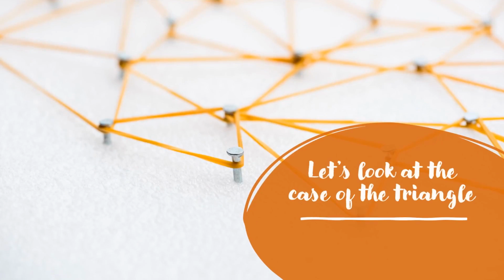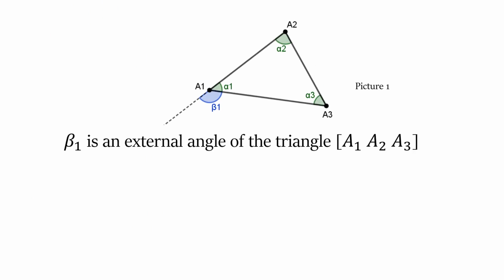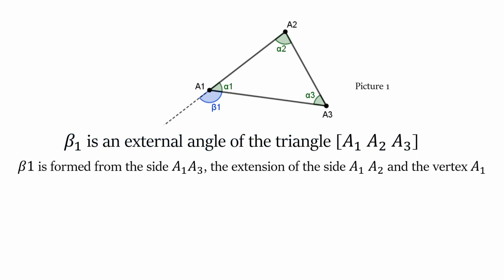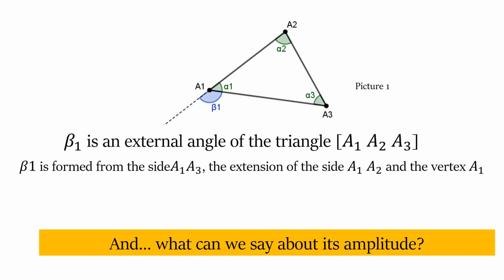Let's look at the case of the triangle. Please pay attention to the following triangle. Beta 1 is an external angle of the triangle A1, A2, A3. Beta 1 is formed from the side A1, A3, the extension of the side A1, A2, and the vertex A1. And what can we say about its amplitude?